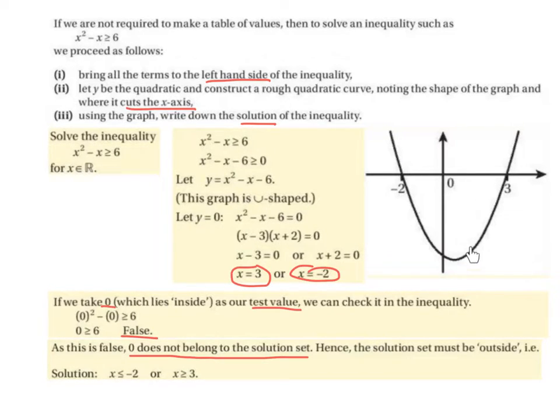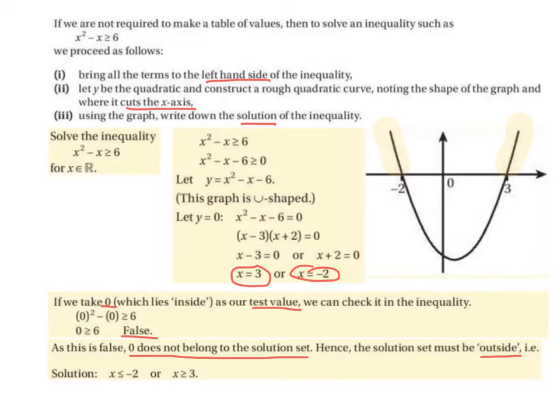So this section of our graph contains the x value of 0, and we substituted the 0 into our equation, and we ended up getting a false statement because 0 is not greater or equal to 6. Therefore, the solution set must be outside, i.e. x is going to be less than or equal to minus 2, so all of this, or x is going to be greater or equal to 3, so all of this.